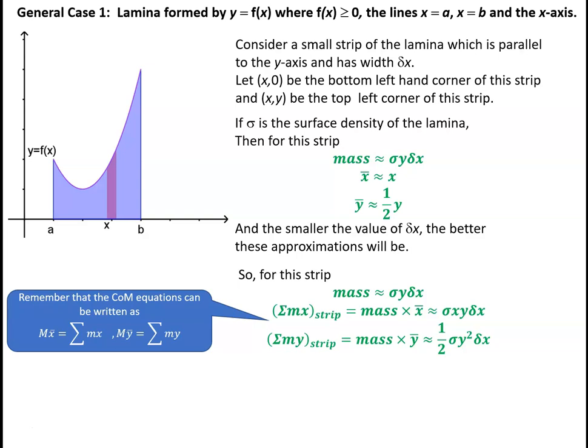So, for the strips that we've got here, the mass is approximately sigma y delta x. The sum of the mx's for the strip is equal to the mass times the x bar for the strip, so that is going to be approximately sigma y times x delta x, and the sum of the my's for the strip is going to be sigma y delta x times y bar, which is a half y, so we've got a half sigma y squared times delta x. Now we'll carry these results forward to the next page.